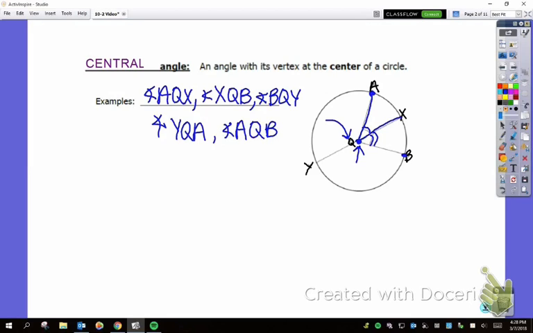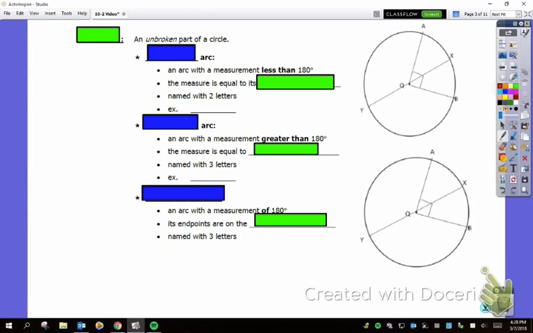Now, as we move on, we're talking about this next piece, arcs. And our arcs are the unbroken part of the circle. So when we're looking at an arc, we classify arcs in 3 different ways. We're going to have minor arcs, major arcs, and semicircles. Our first one that we want to look at is this minor arc. Now when you think of minor, we're probably thinking of smaller. So the most important thing here is that we have an arc with a measurement less than 180 degrees. That's the most important part.